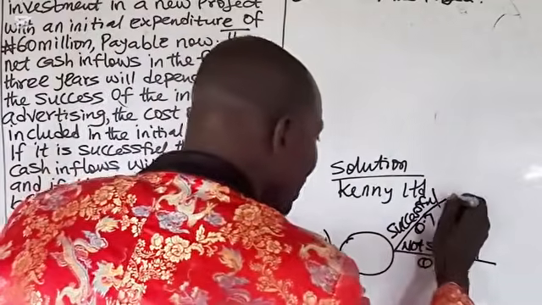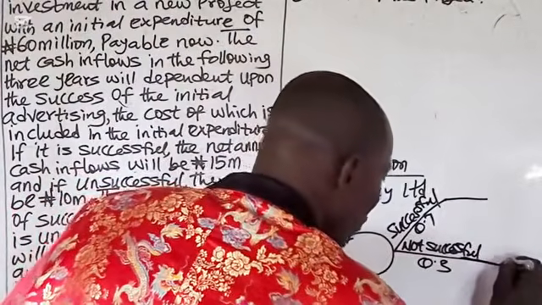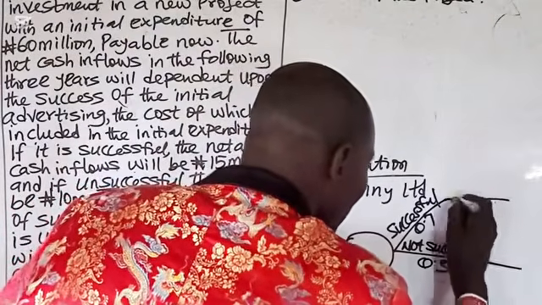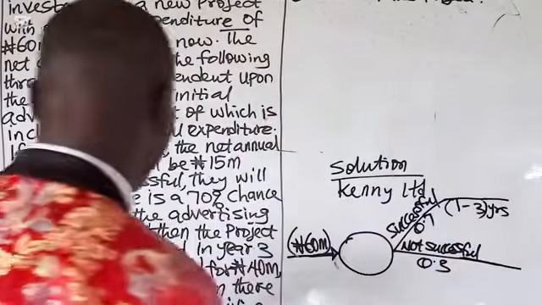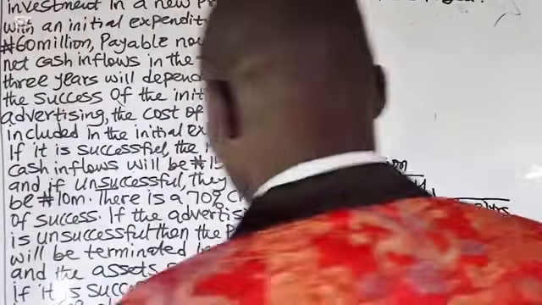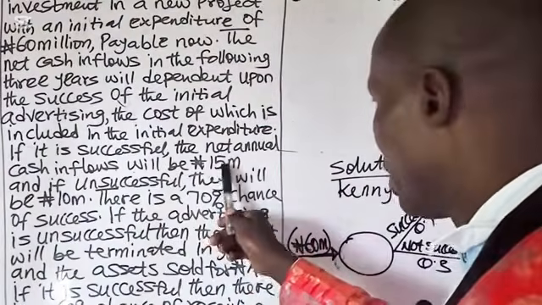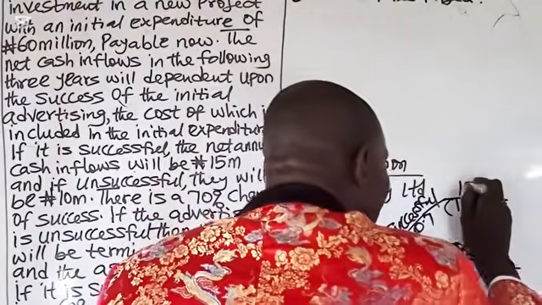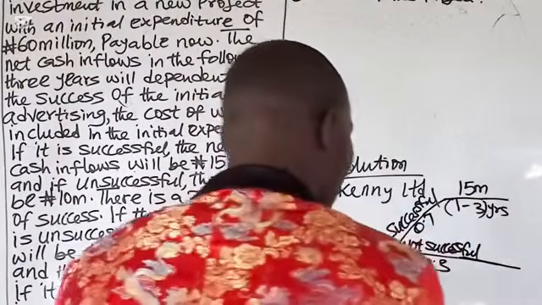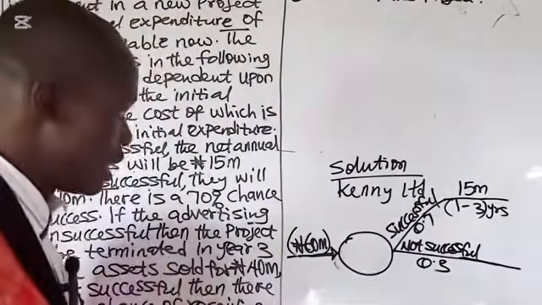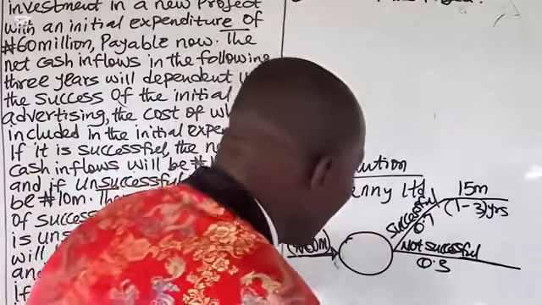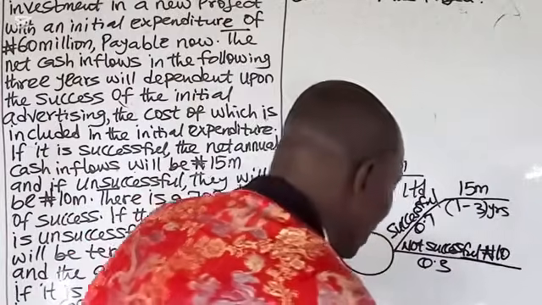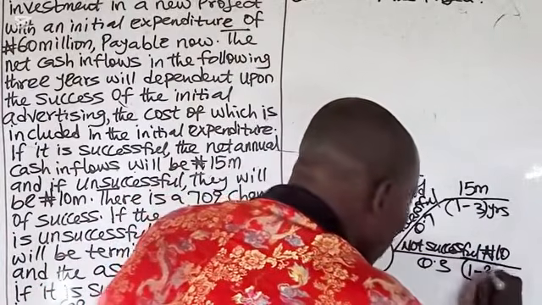And you were given the net cash inflows of both outcomes for the next 3 years, that is year 1 to 3. How much is the cash inflows? You were told if it is successful, the cash inflows will be 50 million, and if not successful, it will be 10 million. So we have 50 million naira for year 1 to 3. That is inflow, that is why I have it as positive. And 10 million naira only if it is not successful. That is for year 1 to 3 as well.